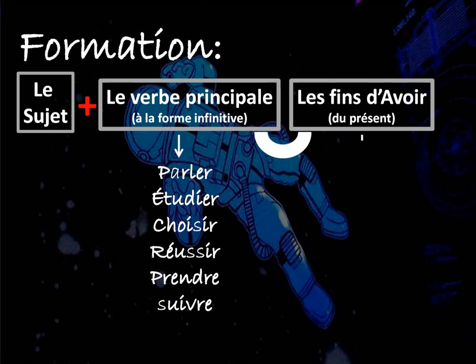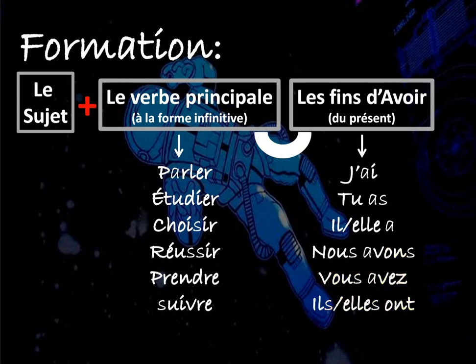Let's see what avoir verb we have. We have j'ai, tu as, il a, elle a, nous avons, vous avez, ils ont, elles ont. So what endings are we talking about? We are talking about ai, as, a, ons, ez, ont. So we are going to take these endings and add them to the infinitive form of the main verb to form le futur simple.